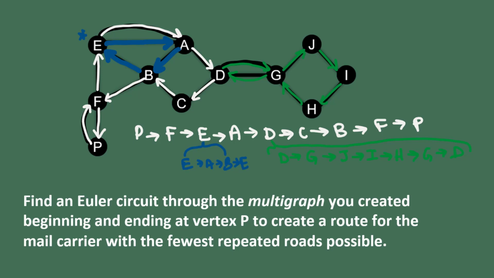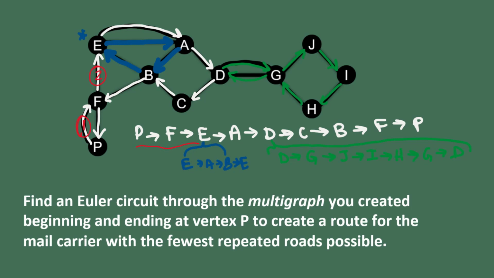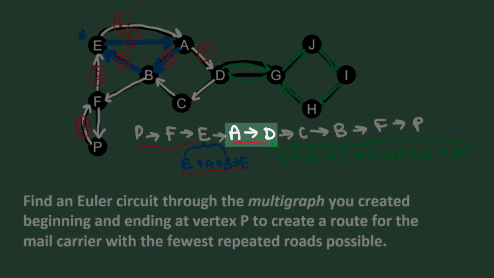So ultimately, this is the circuit that we're going to have. We're going to go first from P to F, and then second we're going to go from F to E, represented here. And then we're going to divert to the blue. So we're going to go from E to A, and then from A to B, and then back to E. And that will take us through the blue, and then we're going to go back to the white. So then from E we're going to go to A, and then to D. That would be this piece right here.